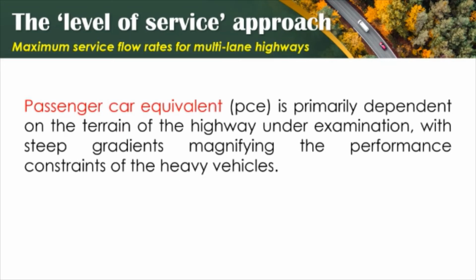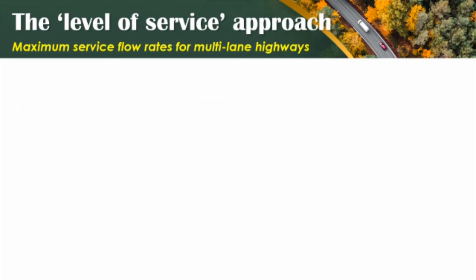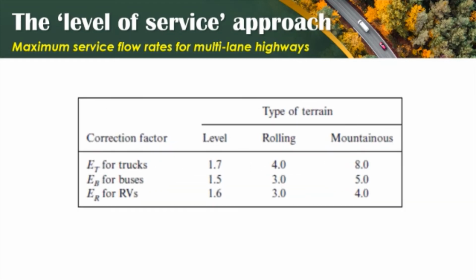The passenger car equivalent, or PCE, is primarily dependent on the terrain of the highway under examination, with steep gradients magnifying the performance constraints of heavy vehicles. Passenger car equivalents for trucks, buses, and recreational vehicles are defined for three different classes of terrain. Level terrain. This is categorized as gradients or horizontal or vertical alignments that allow heavy vehicles to maintain the same speeds as private cars. Upward and downward gradients of not more than 1 to 2% are normally consistent with this classification.